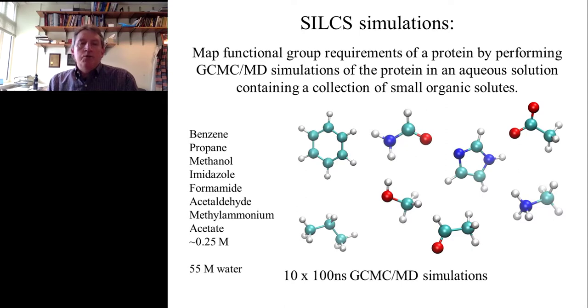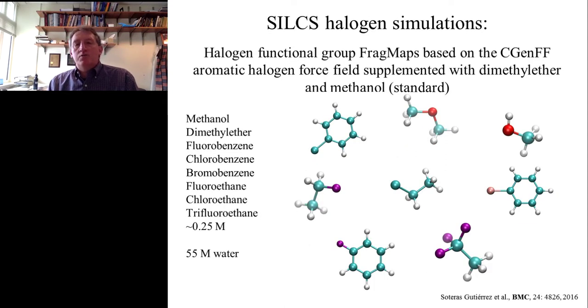In addition to the solutes that I'm showing in this slide, we can also have a collection of solutes which, say, includes different halogens: chlorobenzene, bromobenzene, fluorobenzene, trifluoroethane, and so on. So we can have halogen frag maps. And halogens are known to exist in a large percentage of drugs, and they accordingly are of interest to drug design, so we can have these halogen fragment maps and use those and so on.